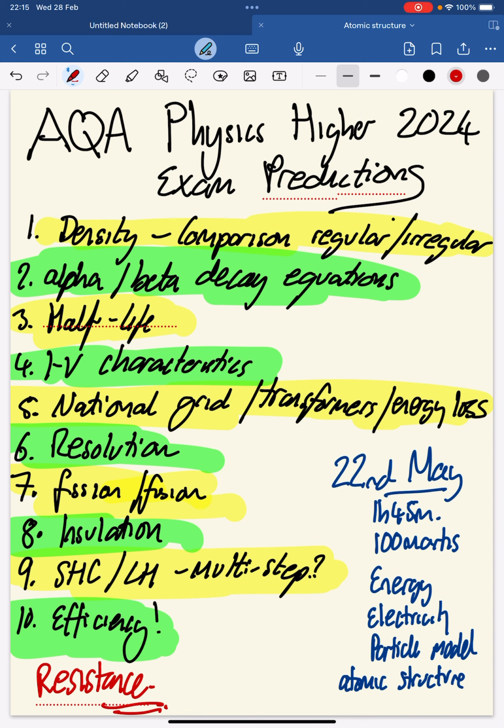Transformers, national grid, and energy loss along power lines. This normally always comes up. So make sure you focus on that and the equation looking at power equals current squared times resistance. I've got resistance at the bottom there in red. Just be aware that resistance calculations always tend to pop up as standard.